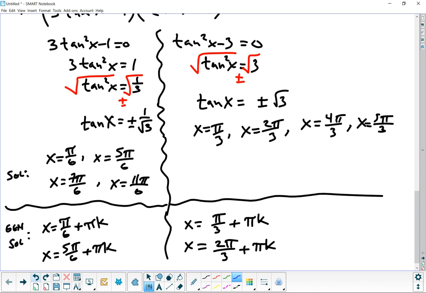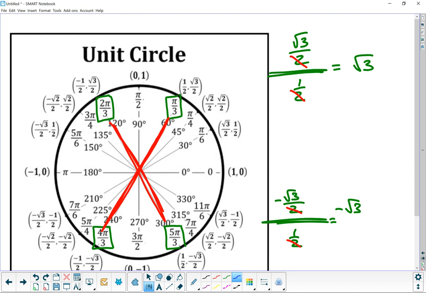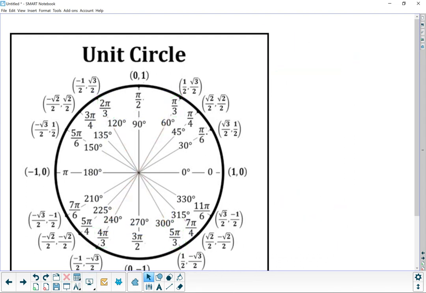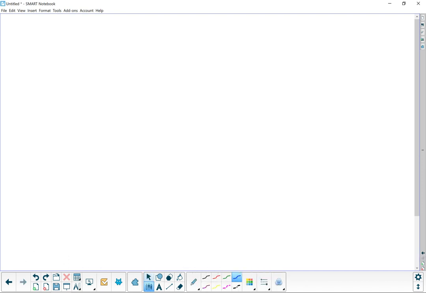Right. That was 16. And then we also have 21 through 29 odd, right? So I'm going to use the next page. So 21.